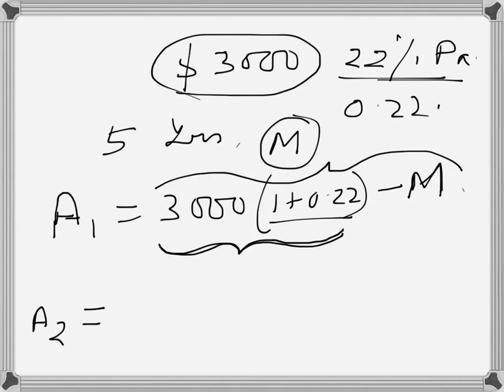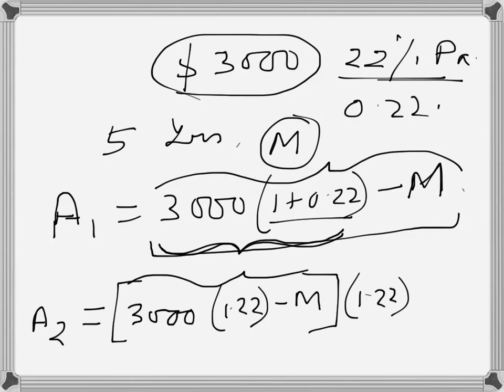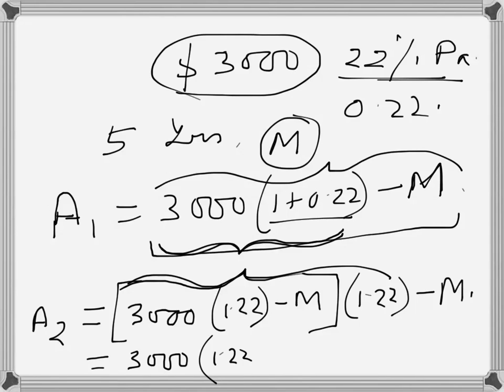So after the second year, this is the amount owed at the end of 1 year. After the second year, we will have 1.22 minus M, and the interest will be on this one, 1.22. So this is again the amount owed before the second year repayment was made. So this is the amount owed after the second year, and when the repayment was made, that will be less M. I will rewrite this one. This is 3000 times 1.22 squared minus M times 1.22 minus M, like that. So this is after the second year.